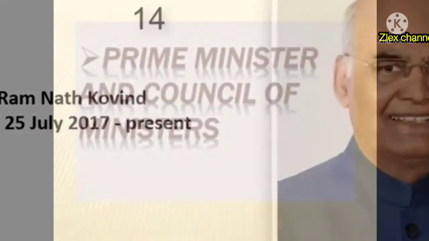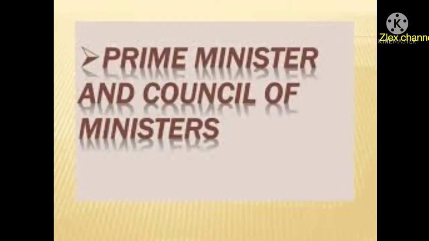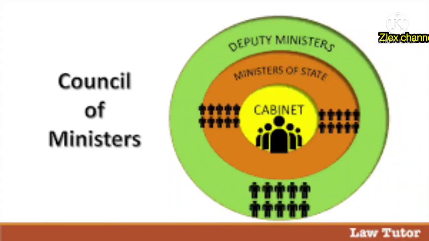Now let's study the Prime Minister and the Council of Ministers. As the President of India is the constitutional head, the real executive authority of the Union is exercised by the Prime Minister and his Council of Ministers. He is also the leader of the Lok Sabha. The President acts on the advice of the Prime Minister. The Prime Minister is the link between the President and the legislature. He is also responsible for the effective functioning of the government.